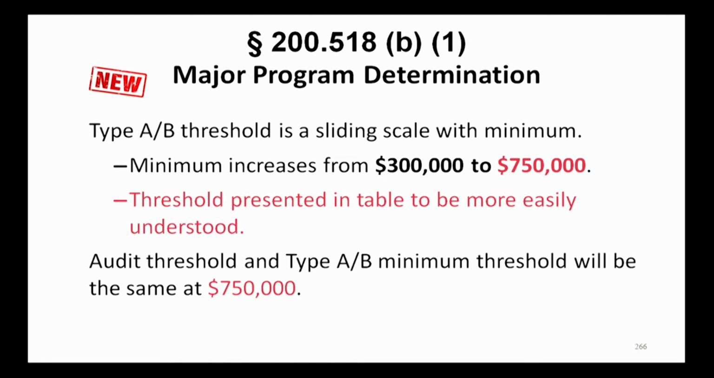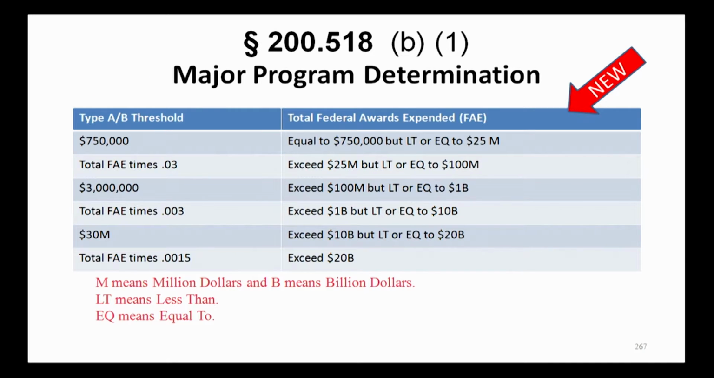So a couple changes to point out here. The A/B threshold is a sliding scale with a minimum, so the minimum increased from 300,000 to 750,000. And then also what they've done in the uniform guidance, they've presented it in a table, so it's a little easier to understand. So the A/B threshold, again, because the audit triggers at 750,000, the threshold is 750,000 for both A and B programs. So here's what the chart in your guidance looks like.